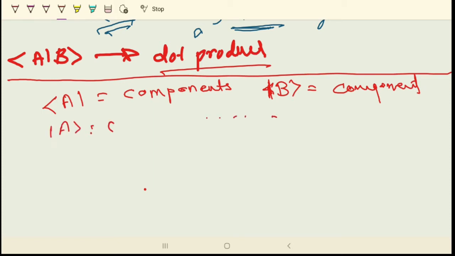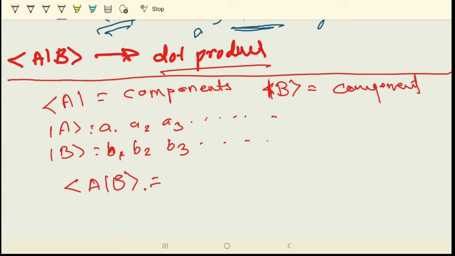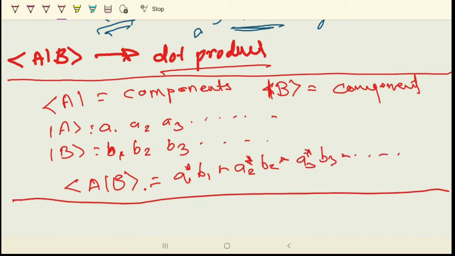Suppose the components of A are A1, A2, A3, and so on and so forth. Components of B are B1, B2, B3, and so on and so forth. Then I need to represent A dot B as A1 star B1 plus A2 star B2 plus A3 star B3 plus so on and so forth.